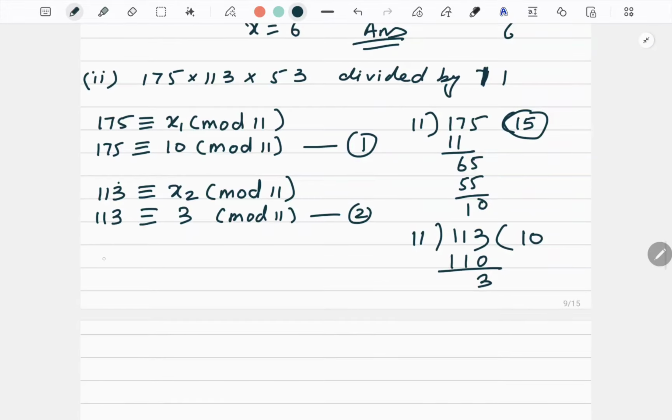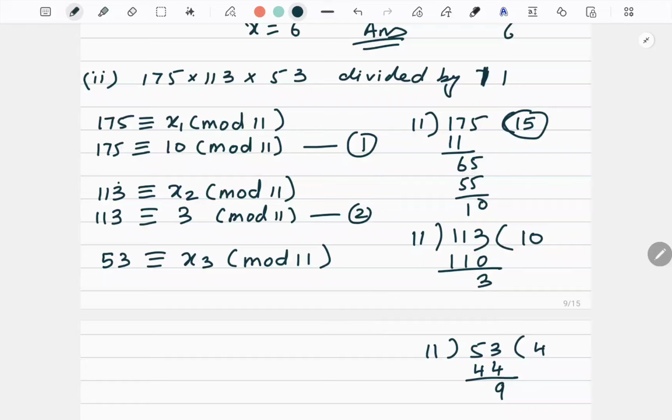Now 53. So 53 congruent x3 mod 11. So if you divide 53 by 11, 11 fours are 44, and the remainder will come 9. So 53 congruent 9 mod 11. This is my equation number 3.